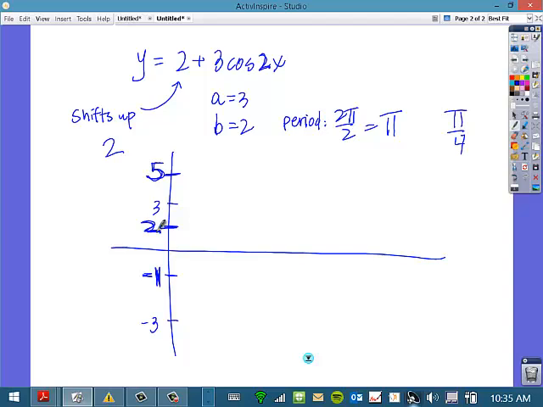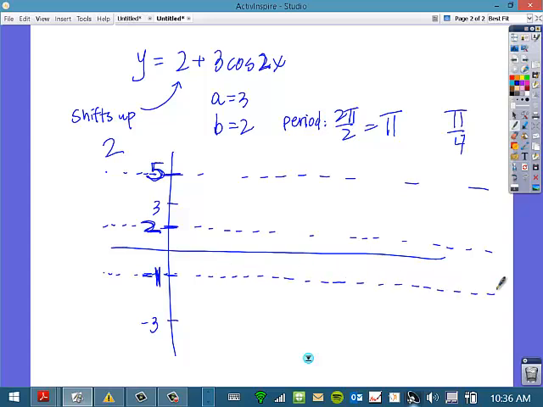So some people like to set up their trig graphing with like a dotted line at the top, a dotted line through the middle, and then a dotted line at the bottom. That's totally awesome and totally helpful if that's what you choose to do. Okay, so now I didn't shift this to the left or to the right. Also, I'm going to start at 0, and then my period is pi.